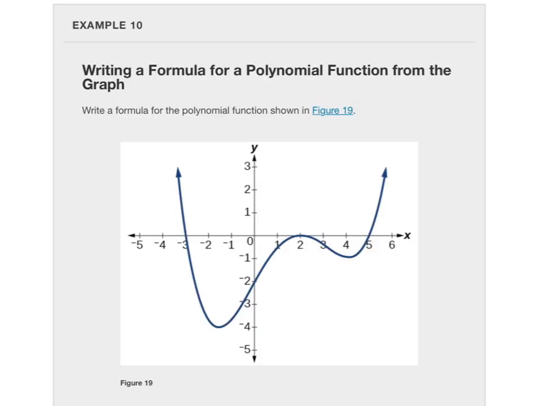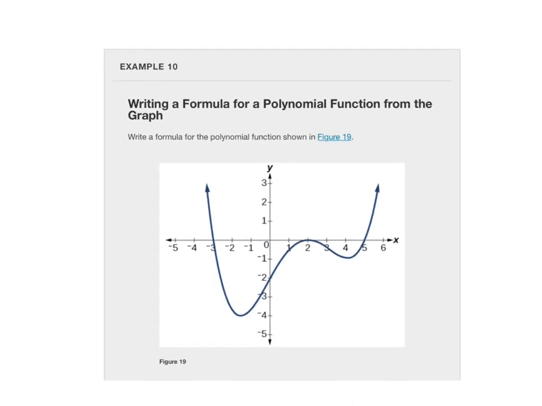Okay, here comes example 10. This is the last example. This is example 10. It says, okay, you should be able to write the formula given the graph. Both positive. Okay, so both tails go up, so your degree is even.